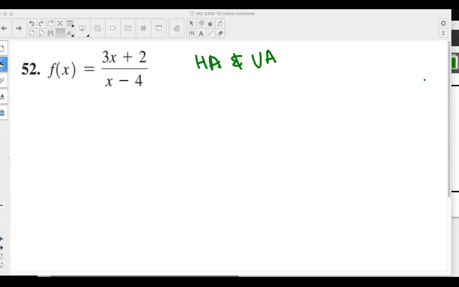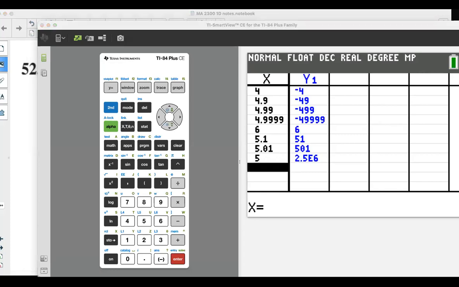Y equals parenthesis 3x plus 2, divided by x minus 4. I got the wrong number earlier. So I get something like this, and then it's kind of difficult for me to see. I'm going to zoom out a little bit. Oh, okay, there it goes. It seems like I do have one vertical asymptote and one horizontal asymptote.